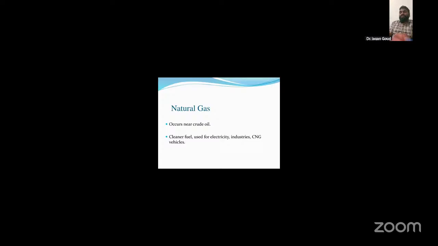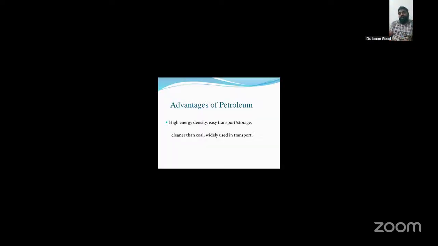Transport fuel, used as CNG in vehicles, compressed natural gas. Domestic use: cooking and heating in homes. Advantages of petroleum: high energy density, easy transport and storage. Cleaner than coal and widely used in transport.